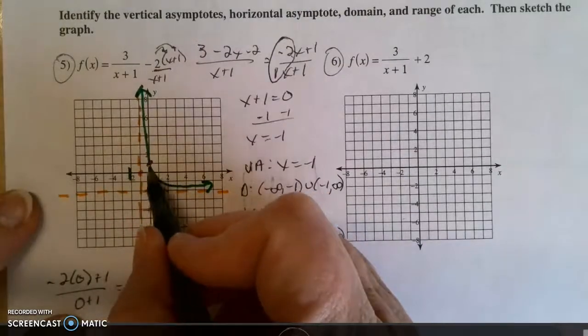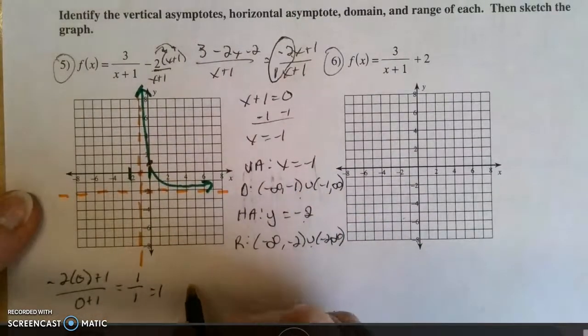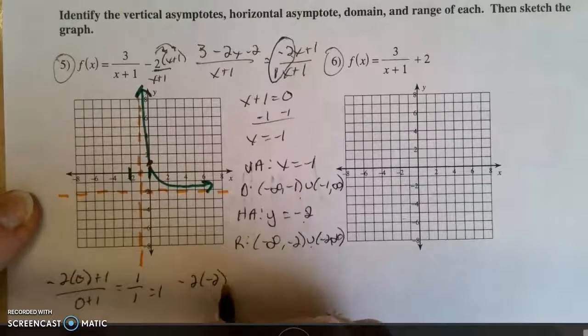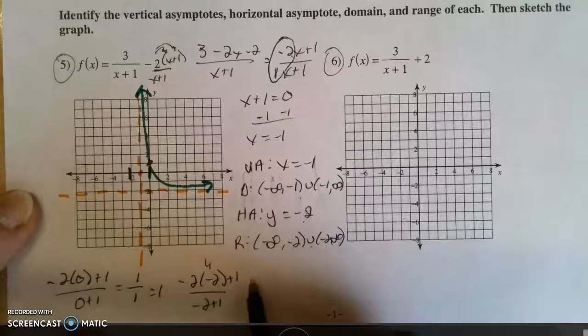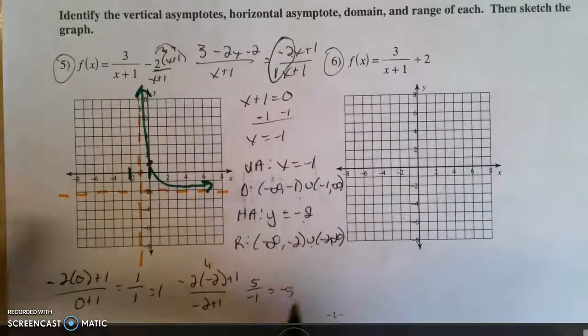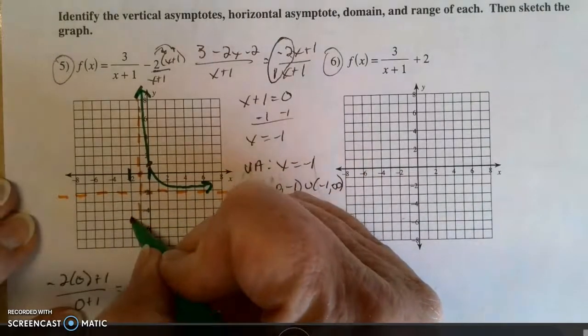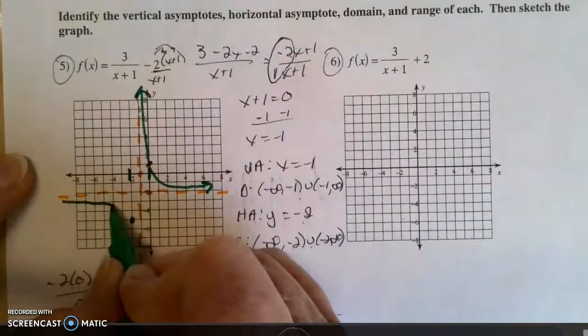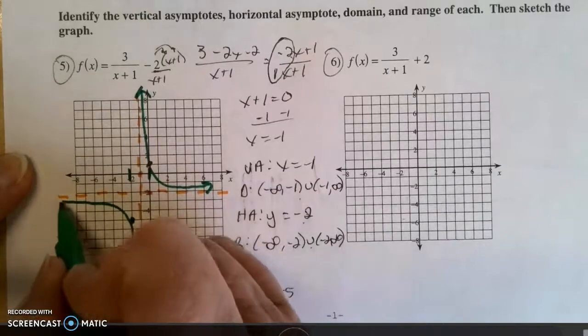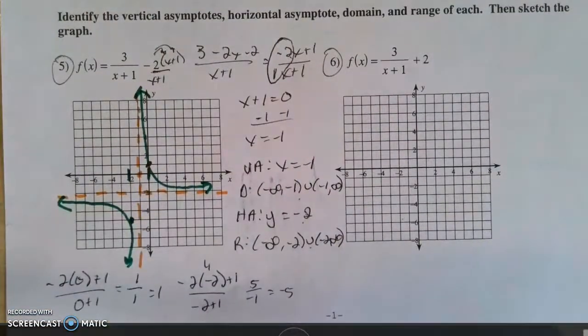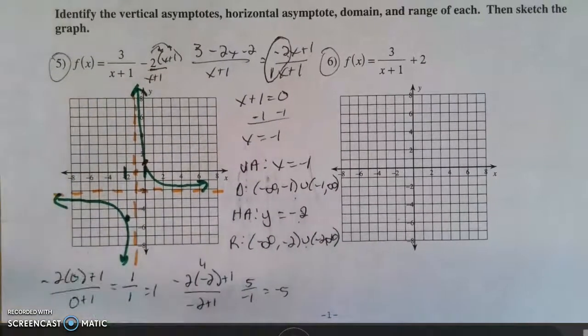Okay, this time I'm going to plug in -2. So that gives me 4 plus 1 is 5. -2 plus 1 is -1. That's a -5. So I'm going to come down here to a -5. So that puts me down in this quadrant. And we're just sketching. You're going to start to see some patterns of sketching your functions. So that right there is a sketch of that.